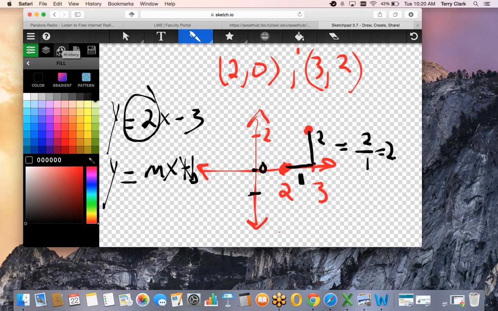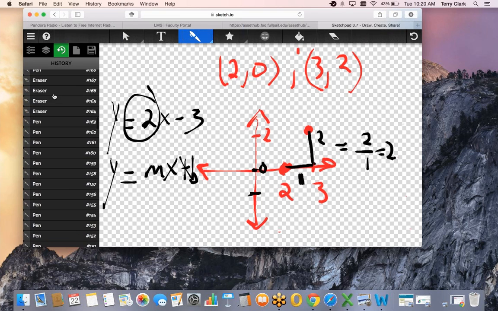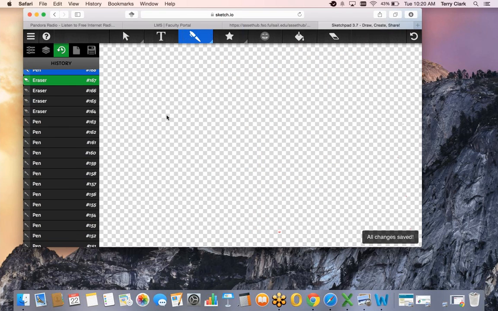Where are we at? Layers? Nope. History? Yeah, I think I learned something last time about erasing stuff. There we go. That's what I learned.